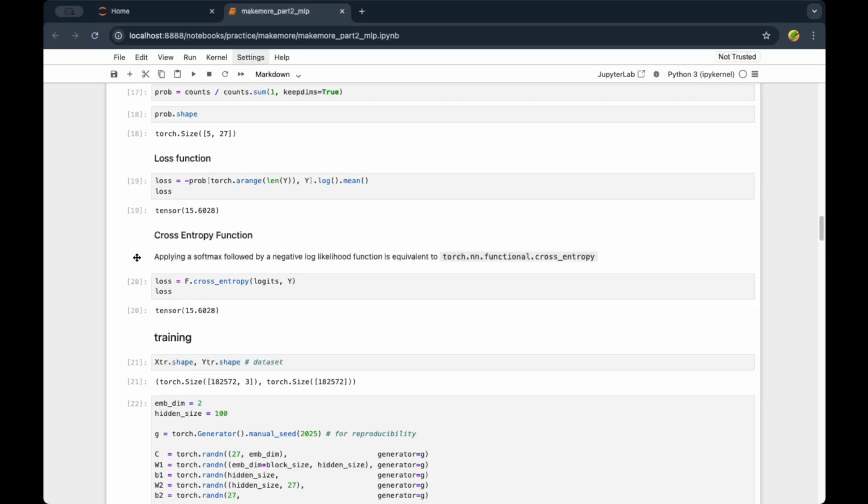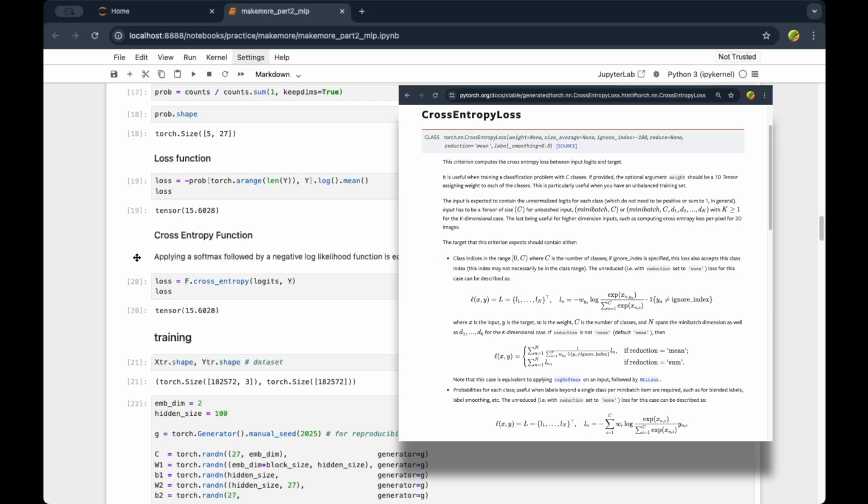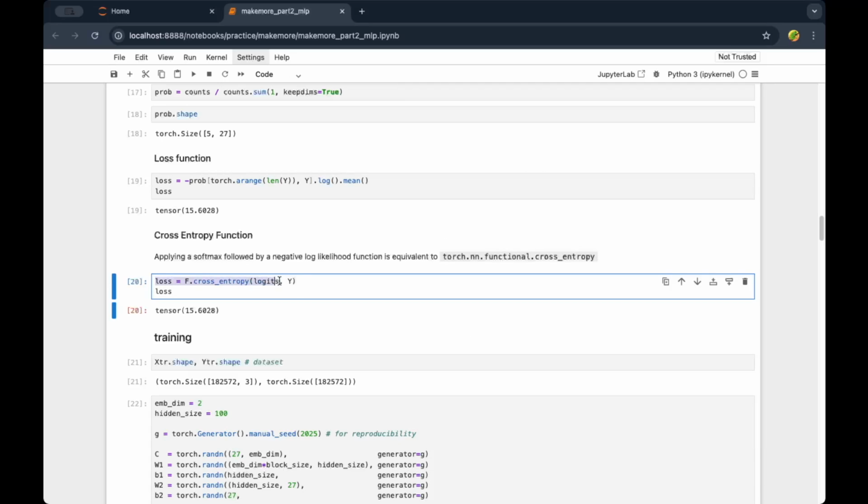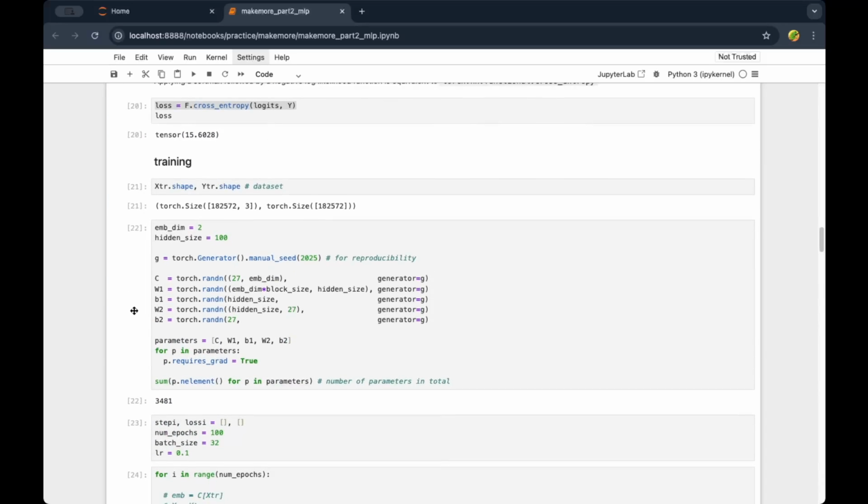In fact, a softmax function followed by a negative log likelihood function is equivalent to applying a cross-entropy loss function. You can check more details about the cross-entropy loss function in the PyTorch documentation. From now on, we will wrap them up and use the cross-entropy loss function instead. Now let's move on to setting up the training loop.